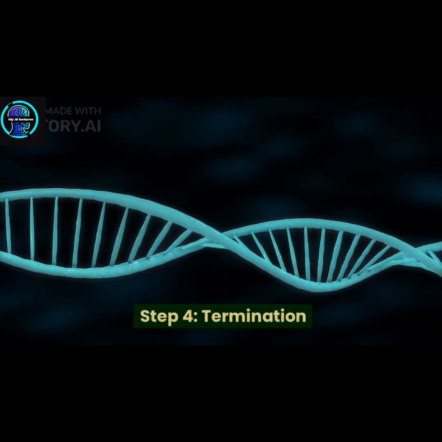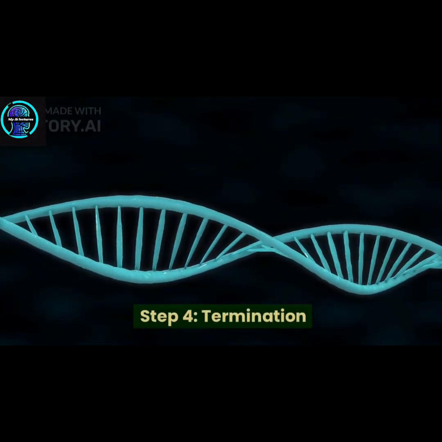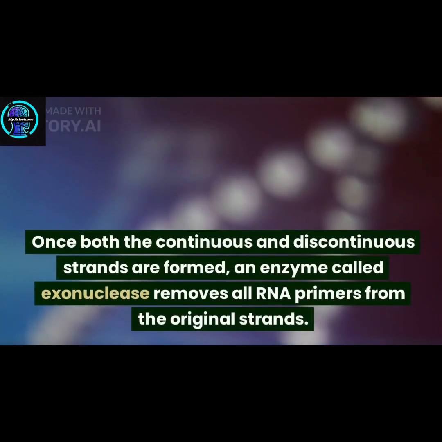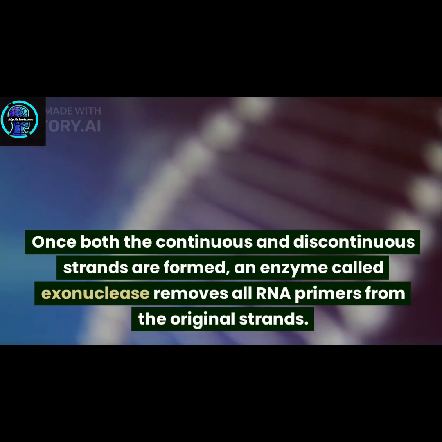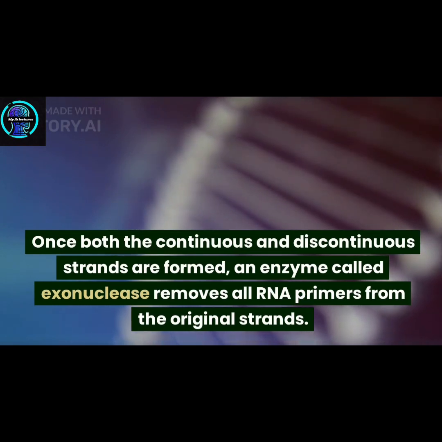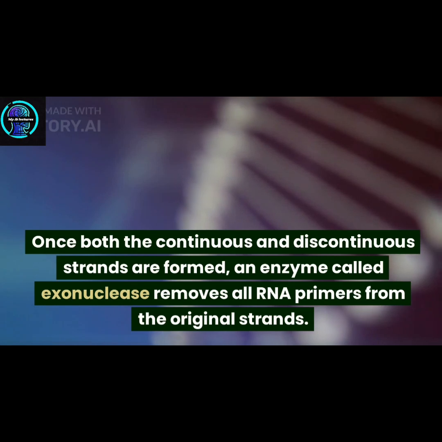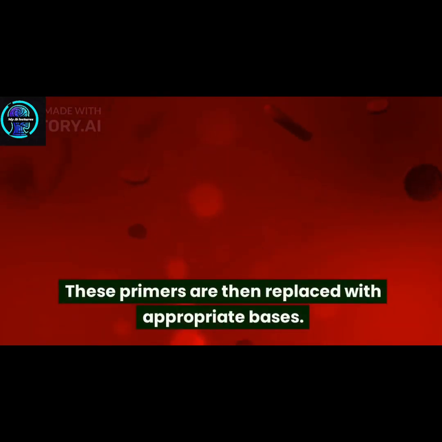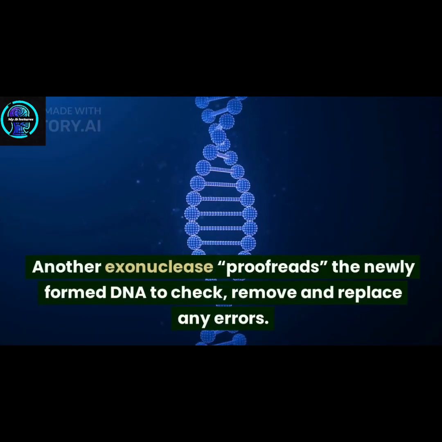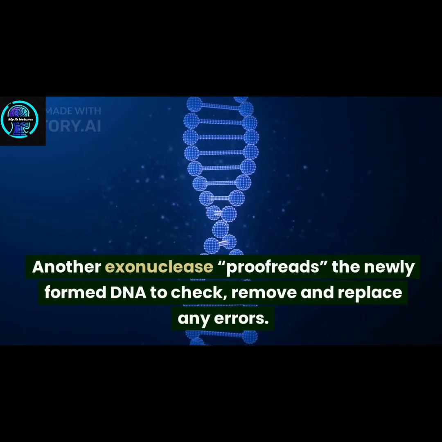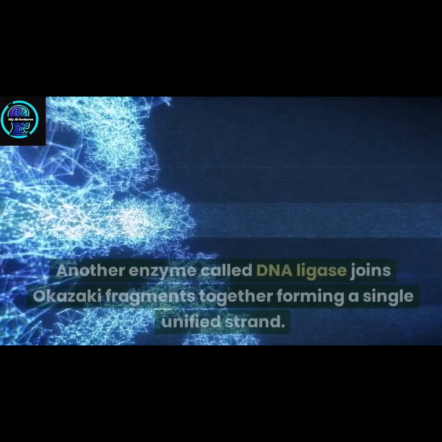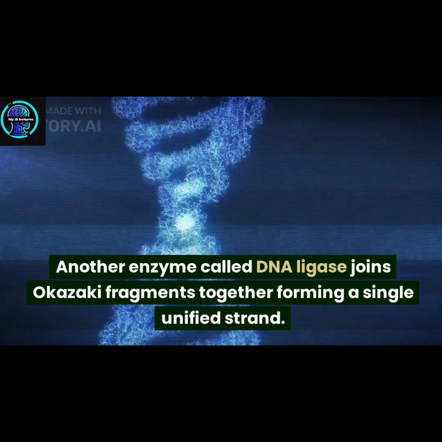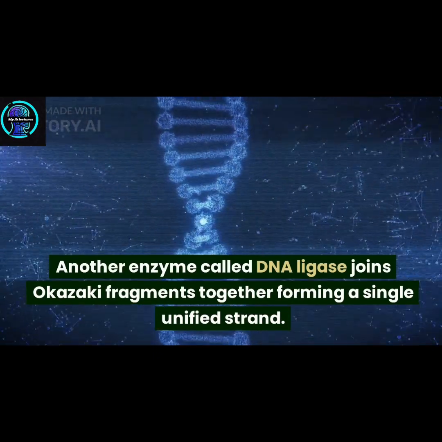Step 4. Termination. Once both the continuous and discontinuous strands are formed, an enzyme called exonuclease removes all RNA primers from the original strands. These primers are then replaced with appropriate bases. Another exonuclease proofreads the newly formed DNA to check, remove and replace any errors. Another enzyme called DNA ligase joins Okazaki fragments together, forming a single unified strand.